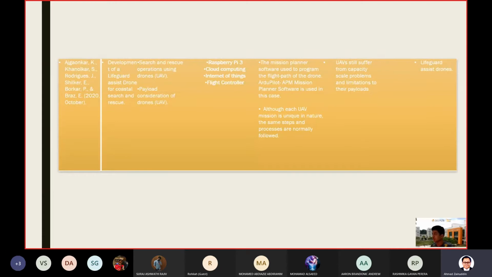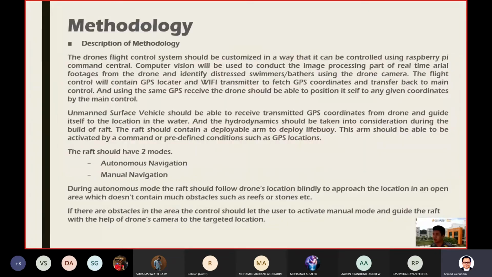So this research paper addresses the currently used drone systems for search and rescue operations. But the drawback here is it can only carry one life buoy. I'll be explaining in my next presentation what the novelty gap is between this research paper and mine.